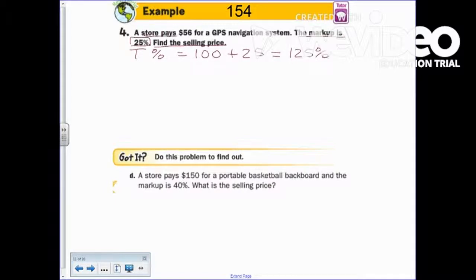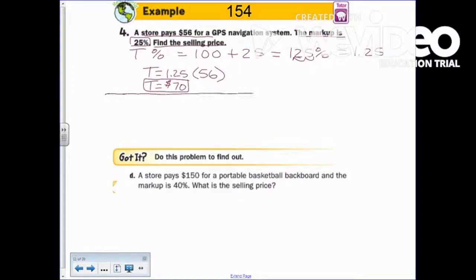So the store pays $56. That's going to be my whole amount, which I'm going to multiply times my percentage, which again, I have to turn into a decimal. So I move that decimal point back 2 places to the left and I get 1.25, which I will multiply times the cost that they paid, which is 56. Pull out the handy dandy calculator. And you should find that the total cost you would pay is $70.